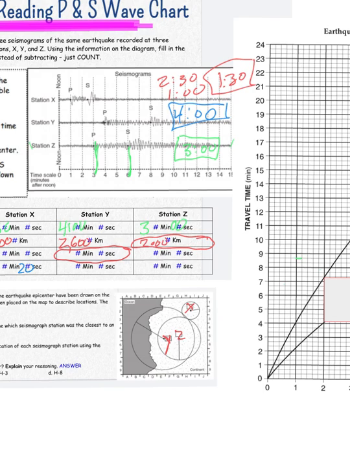Okay, and so you should be able to answer these questions right here. So the location of the epicenter, where is it? It is where all three of these circles meet, right there.